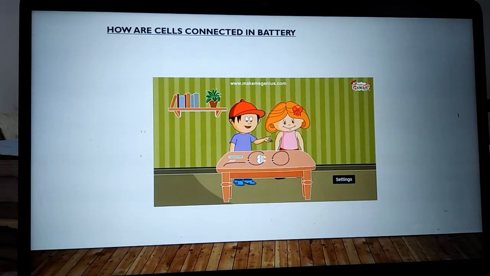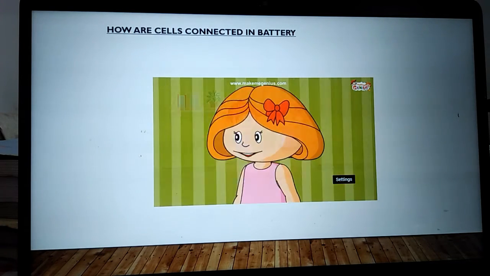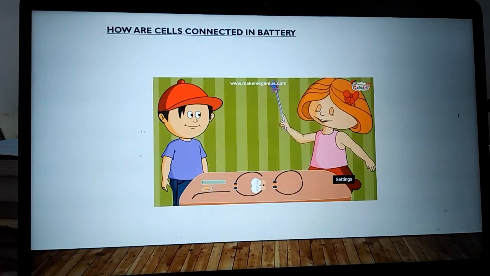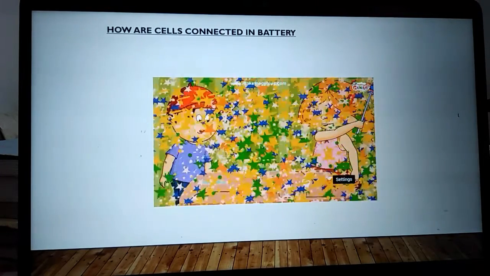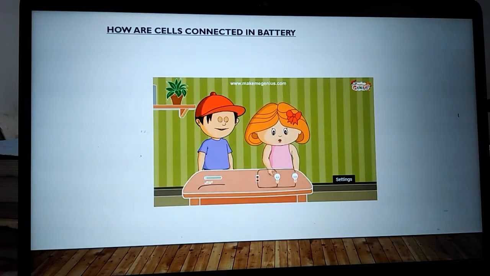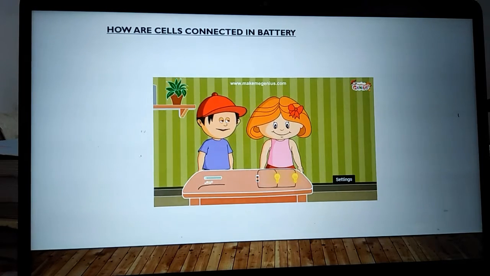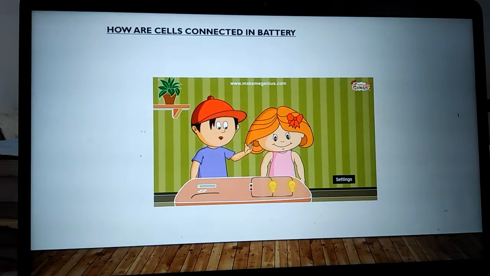Now I understand all about this simple circuit. Can you make a parallel circuit? Oh yes, let's make a parallel circuit for you. Like I told you before, it requires more wires than simple circuit. Wow, both bulbs are on.